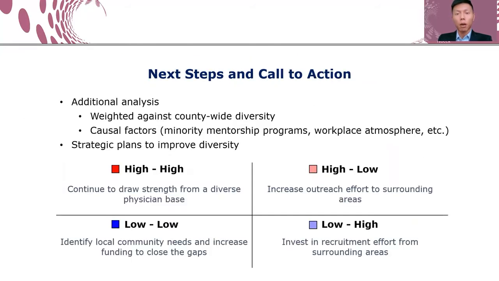So to build upon this study, we plan to create a more refined weighted diversity index to measure the diversity of a county's anesthesiologists against the county's overall population. So this could provide a more accurate comparison between urban and rural areas. We would also like to explore the relationship between diversity and potential causal factors, such as mentorship or workplace atmosphere.